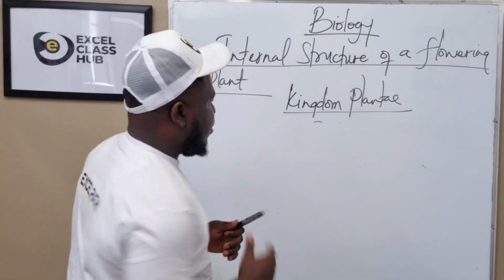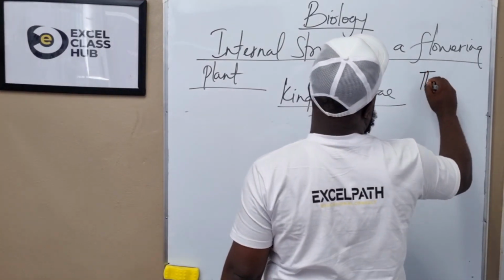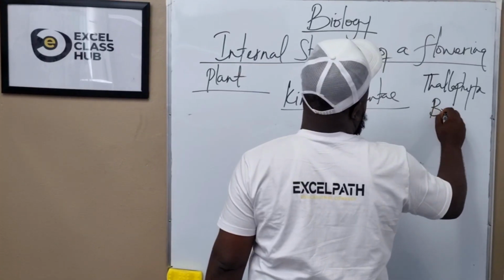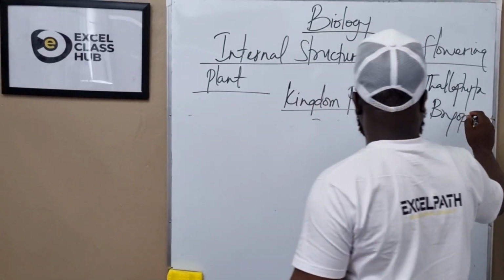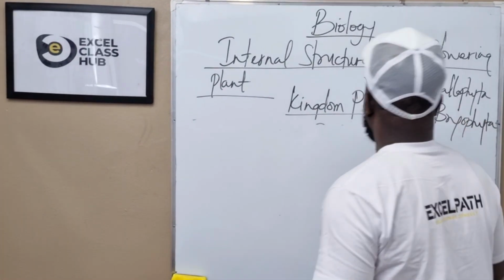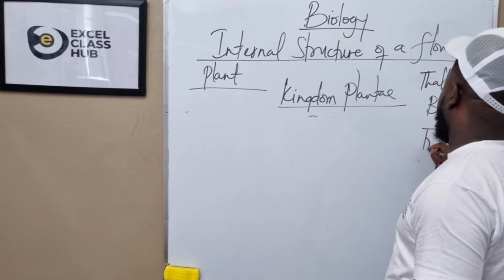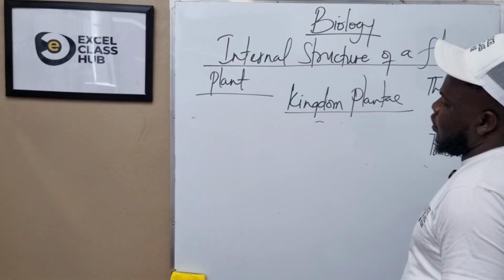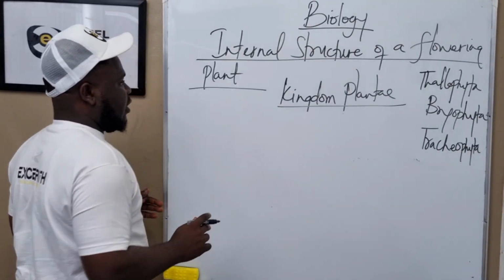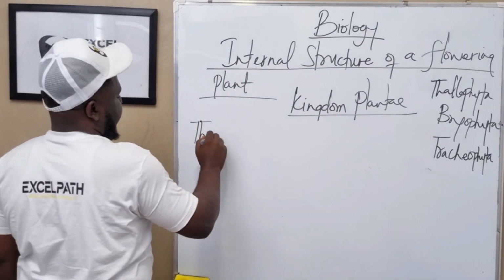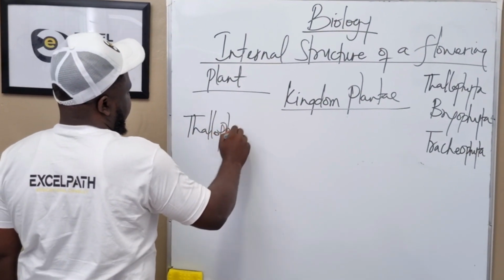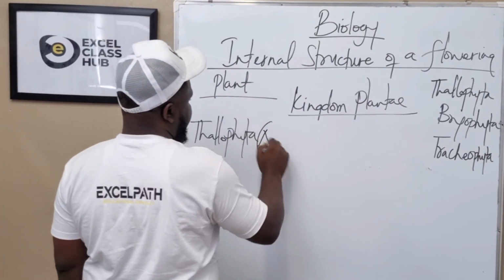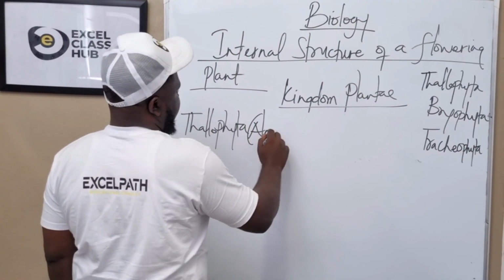We said the plant kingdom is divided into Thallophyta, Bryophyta, and Tracheophyta. Those are the three major divisions of the plant kingdom. Talking about the Thallophyta, they are also called algae.